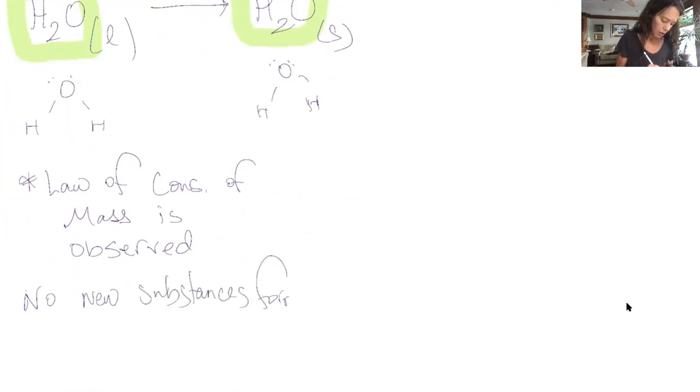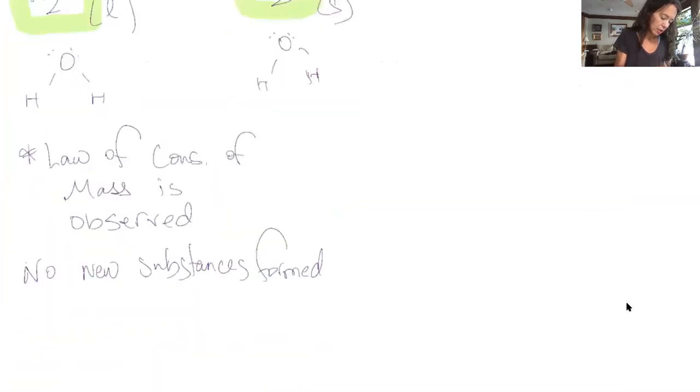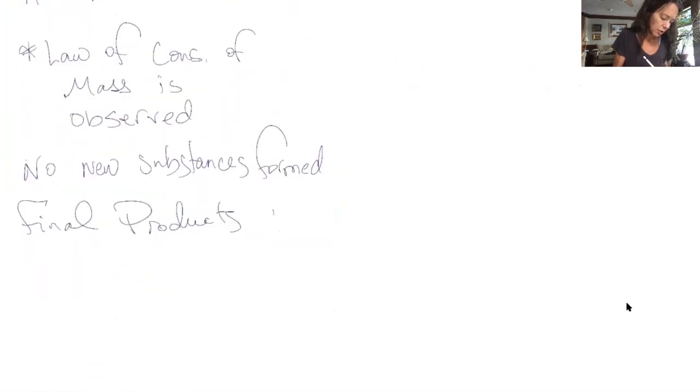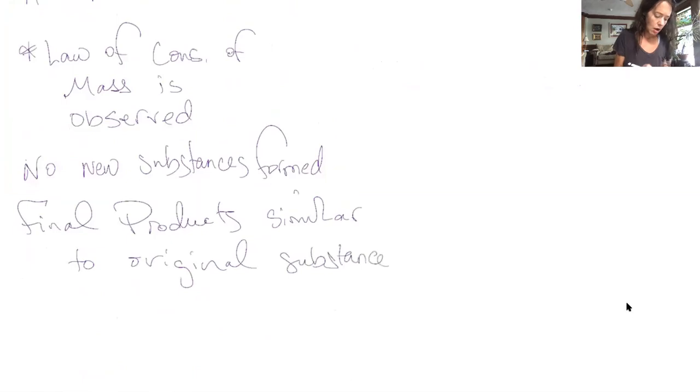And so what that means is what we end with is very similar to what we started with, right? The final products are very similar to the initial substances. You might need to write that: final products similar to initial substances. What are some examples?